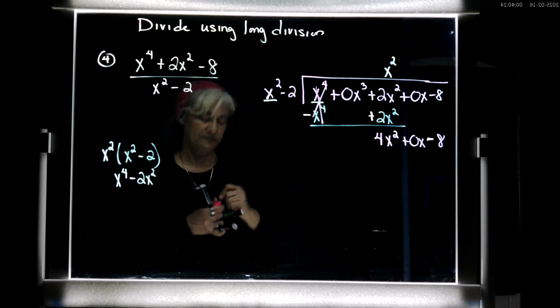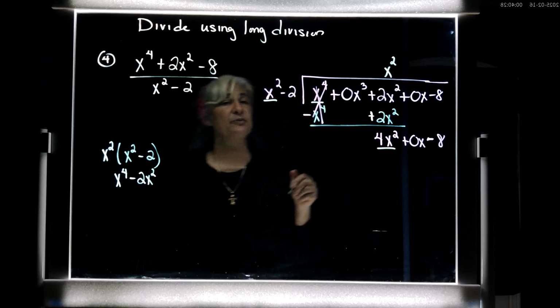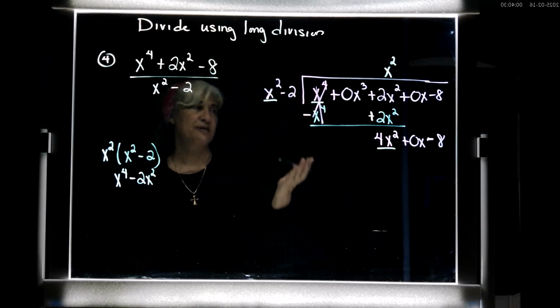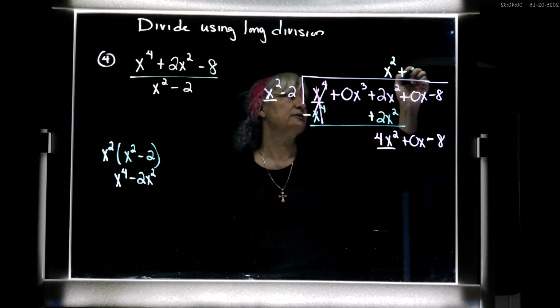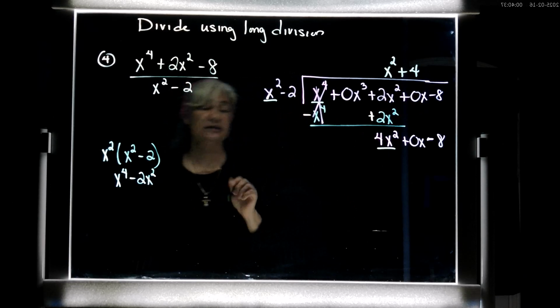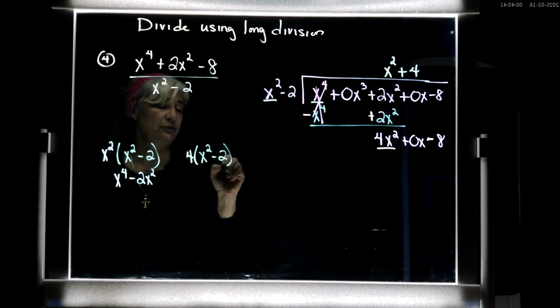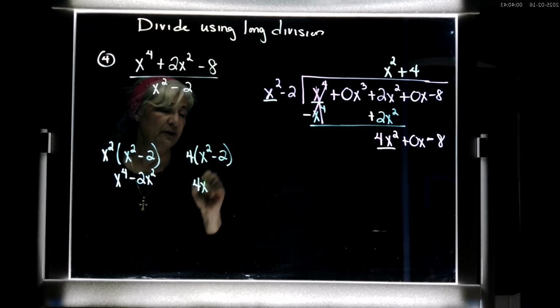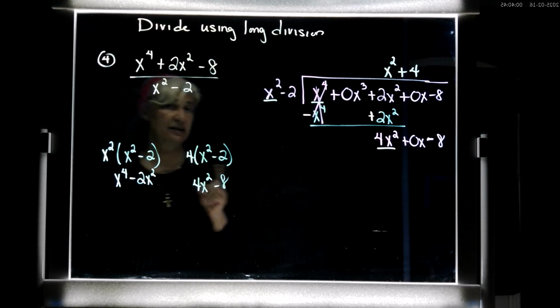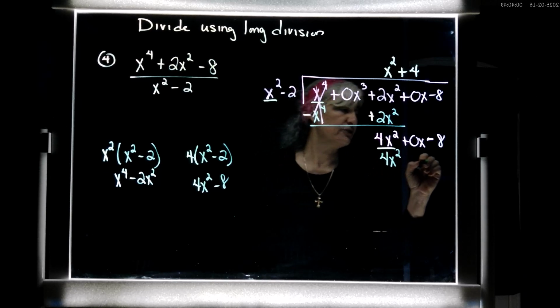Now what? Start all over again. 4x squared needs to be wiped out. I'm missing a plus 4. X squared is the same as x squared, not missing any x's. So 4 times x squared minus 2. That's right, 4x squared minus 8. Then, like terms, under like terms.